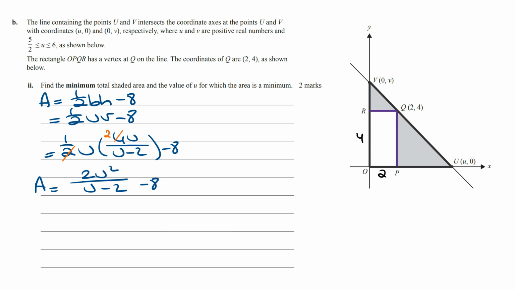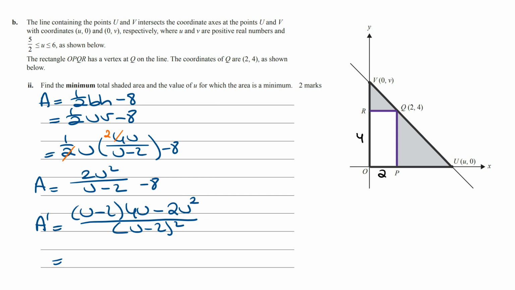To find the minimum area, what we need to do is differentiate A using the quotient rule, let it equal 0, and then solve for u. And so differentiating A, we're going to get the bottom function, which is u minus 2, times the derivative of the top function, which is 4u, minus the top function, which is 2u squared, times the derivative of the bottom function, which is 1. And this is going to be all over the bottom function squared, and so this will be u minus 2 all squared. And the minus 8 will differentiate to become 0.